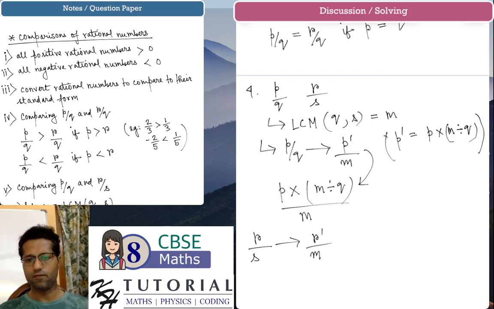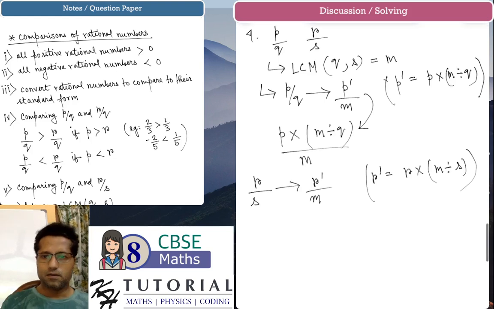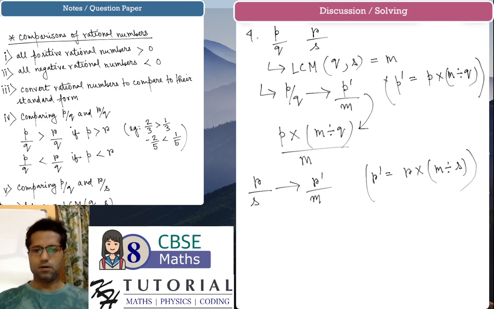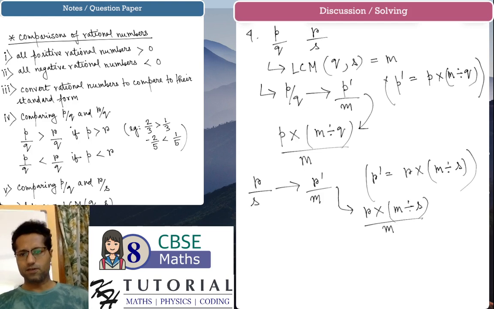We know m. Now how do I find r dash? It will be similar. r dash will be r into m divided by s. r dash will be r multiplied by m divided by s. Now if you take this, it becomes r into m divided by s multiplied by m. Okay, now this was all algebraic.